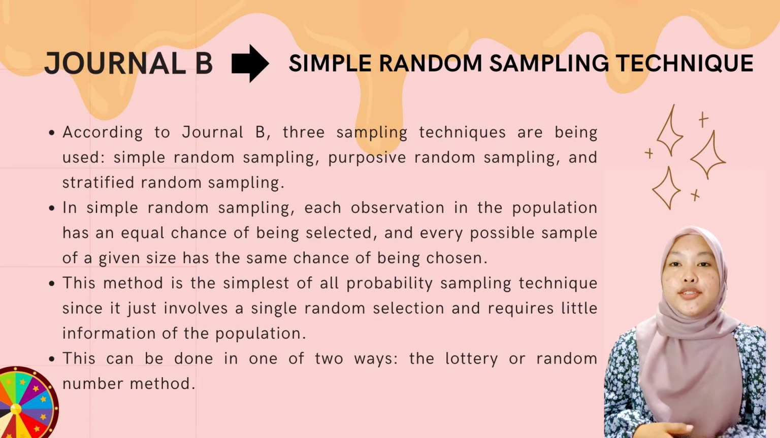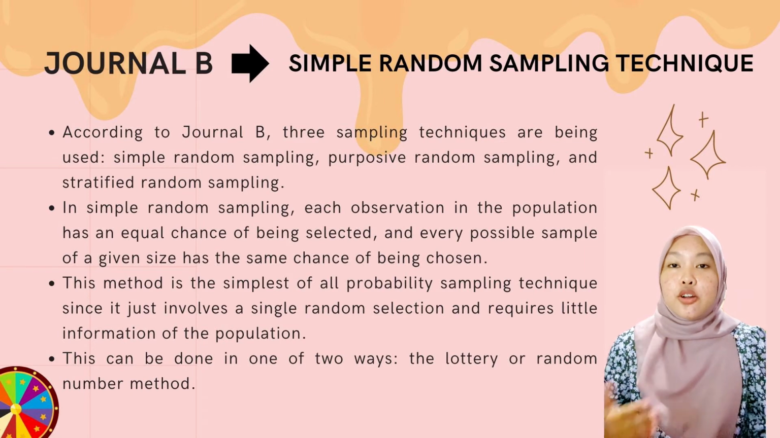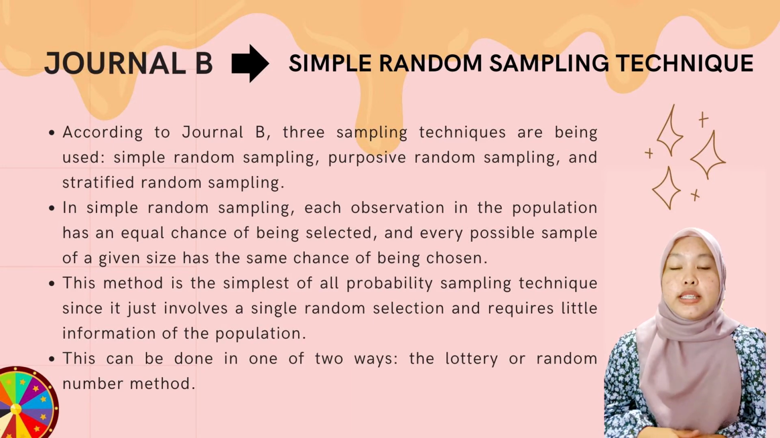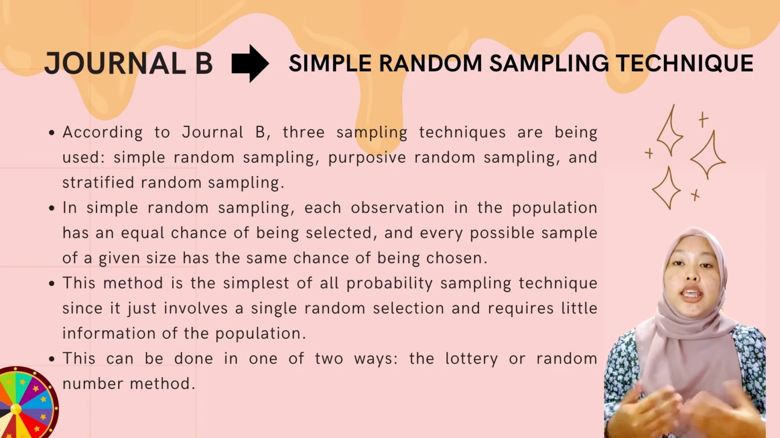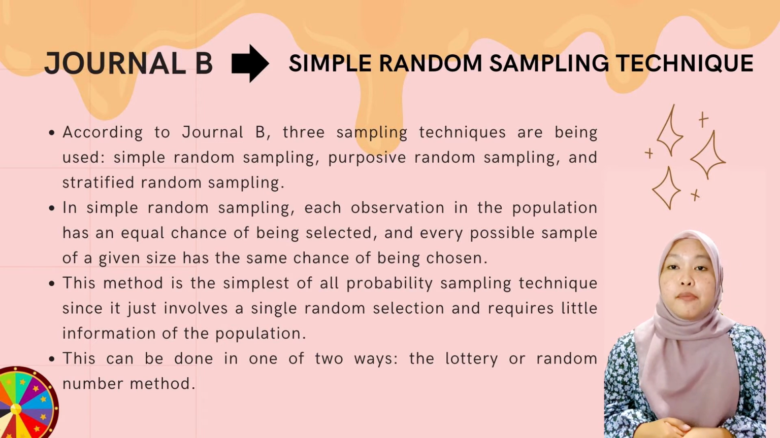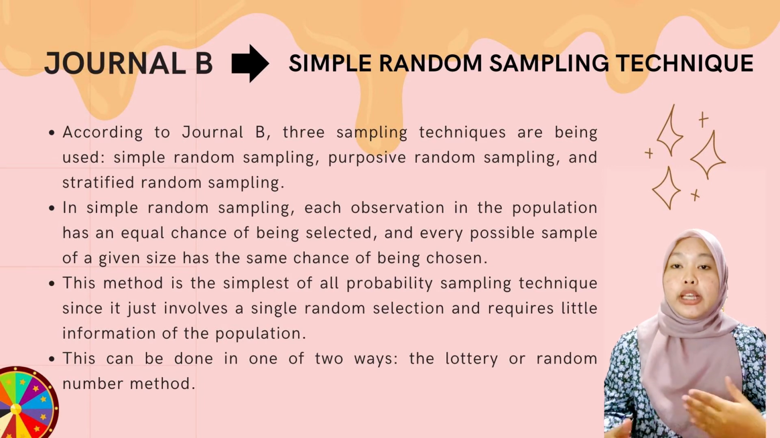Now it is my turn to explain the sampling technique that was used in Journal B. According to Journal B, three sampling techniques are being used, which are simple random sampling, purposive random sampling, and stratified random sampling. In simple random sampling, each observation in the population has an equal chance of being selected, and every possible sample of a given size has the same chance of being chosen.